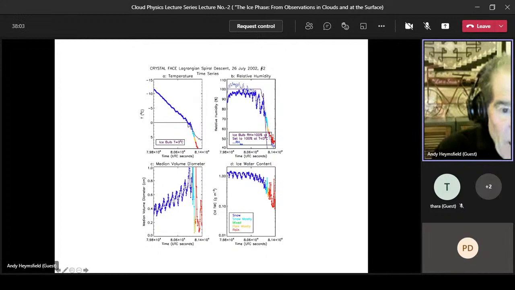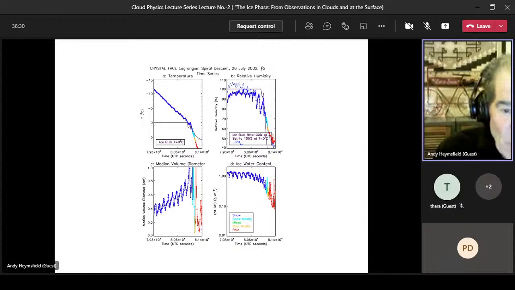Now, here's associated relative humidity, and again, color-coded in the same way. So you see here the humidity in this particular case was dry. It was very low. And as we got further and further down, it became lower and lower. So the humidity was, in that schematic I showed you, in the zone just where ice particles should be sublimating.